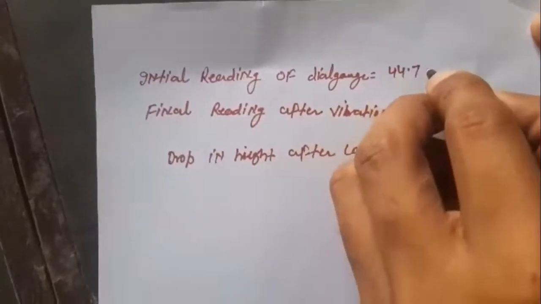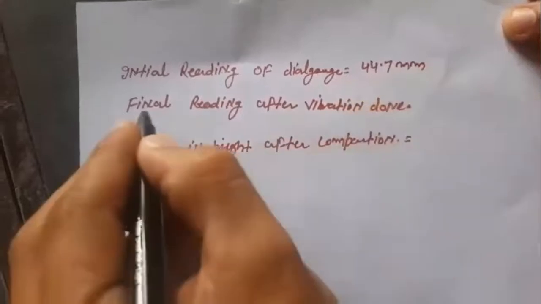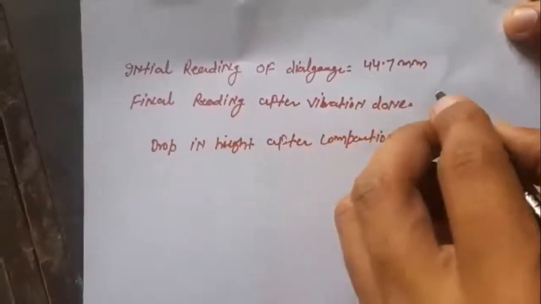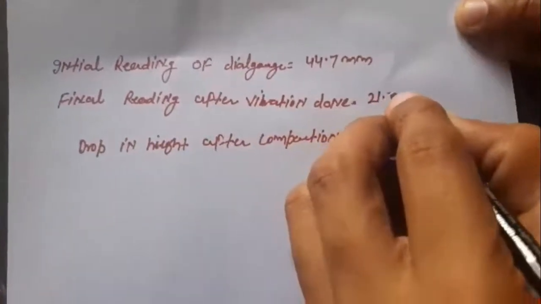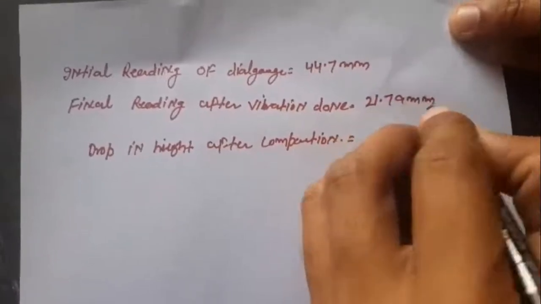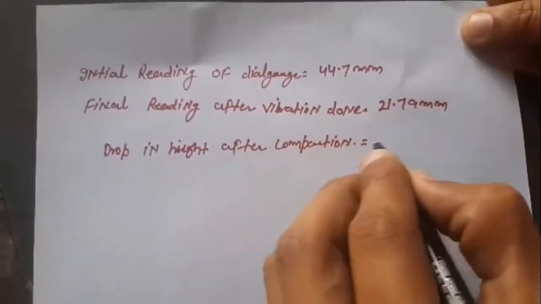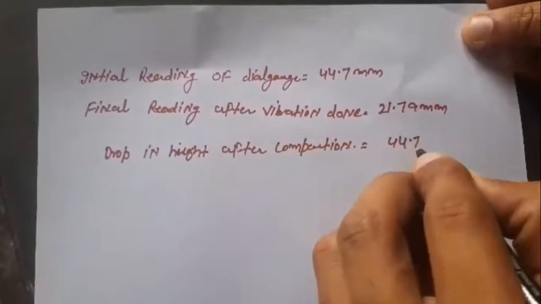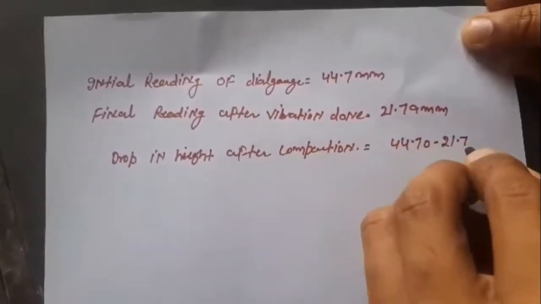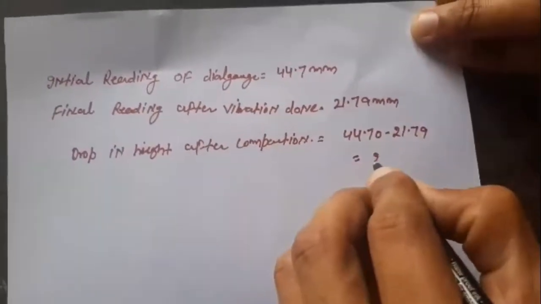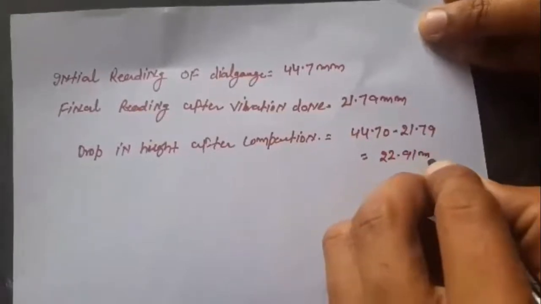This is the initial reading over the top of that mold. After vibration, that reading is noted, which is 21.79 mm, and the drop height after compaction, which is the difference of initial and final reading, comes out to be 22.91 mm.